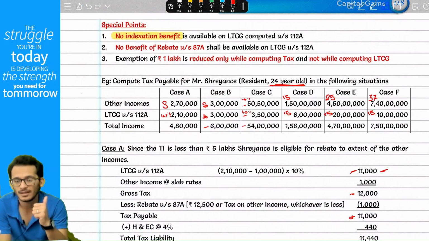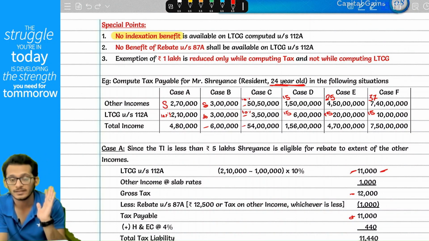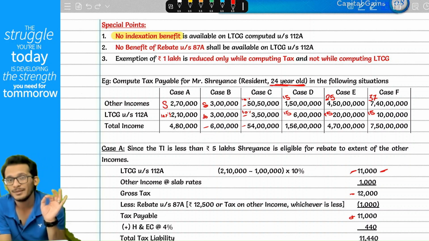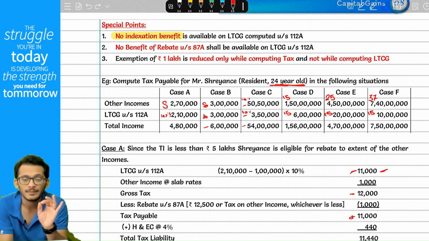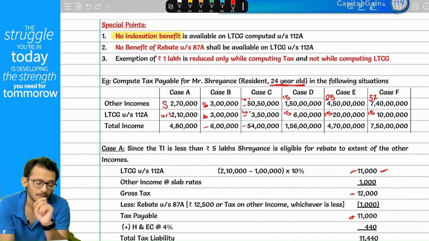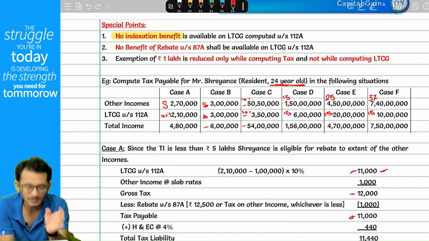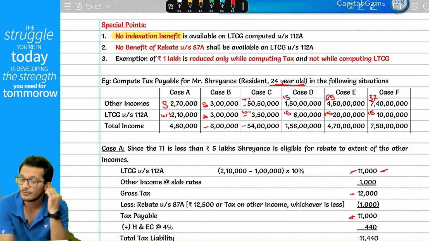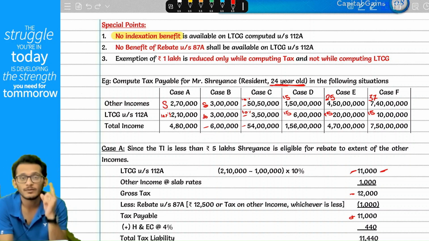Yes, provisions are coming and saying if you have something under 112A, you cannot claim any indexation benefits on those assets. You cannot claim any rebate on those assets also. But your surcharge will be restricted to 15% maximum. Yes, this is what 112A is.